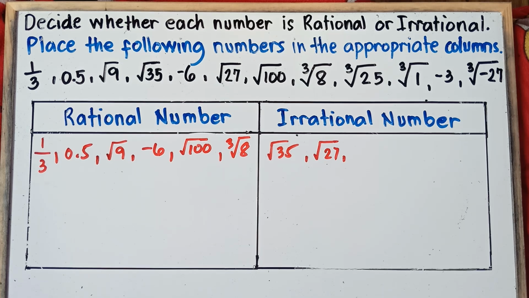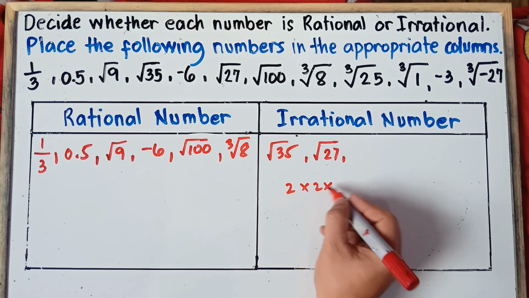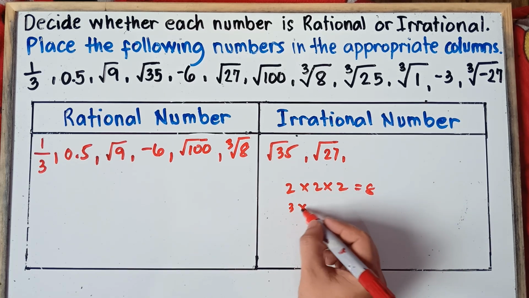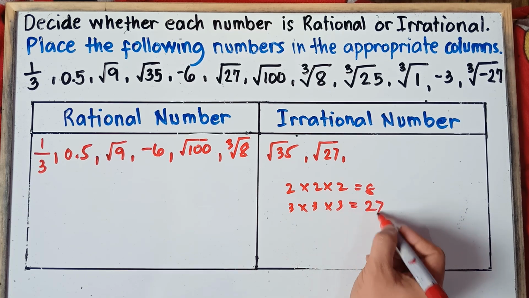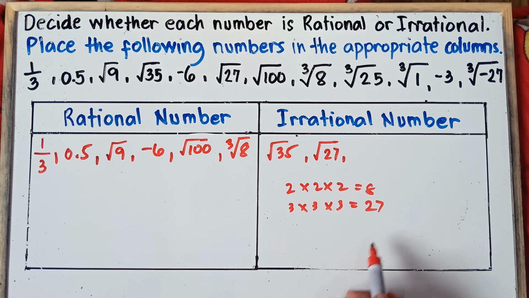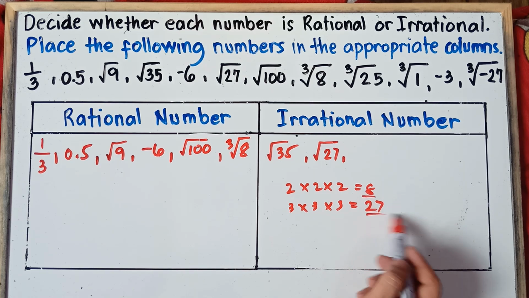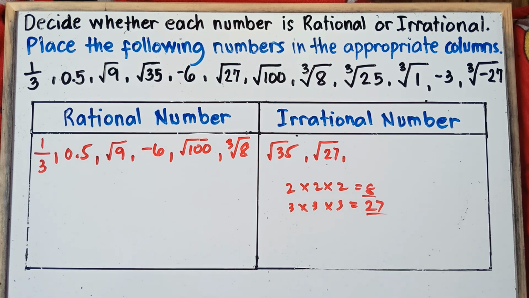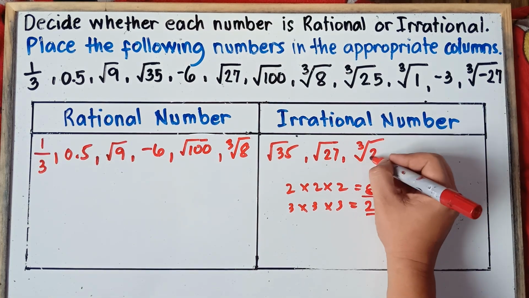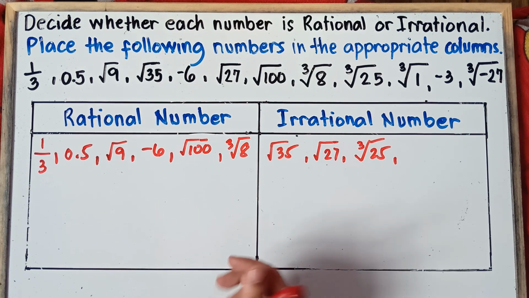Alright, so cube root of 25. Is 25 a perfect cube? Nope, 25 is not a perfect cube. We don't have a number, class, that when you multiply it by itself 3 times, you will get 25. For 2, 2 times 2 times 2 is 8. For 3, 3 times 3 times 3 is 27. So therefore, we don't have 25, class. These are the perfect cubes, 8 and then 27. So 25 is not a perfect cube. Therefore, this is an irrational number.